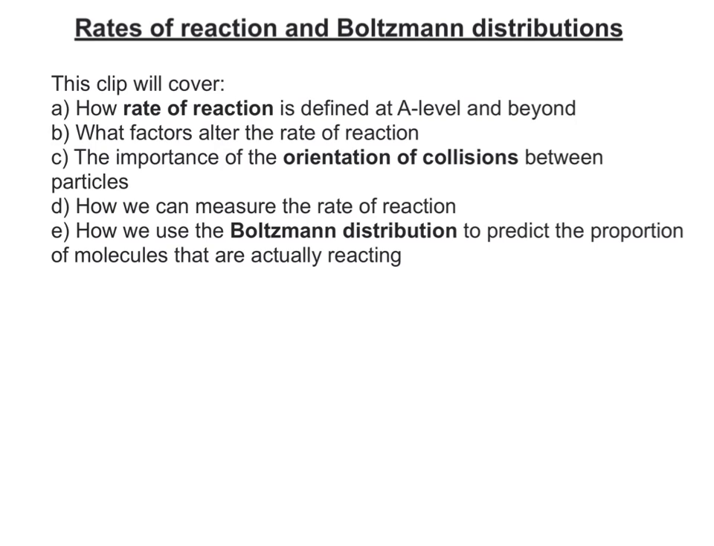We'll start by having a look at how we define rate of reaction and a quick review of some of the factors that alter it from GCSE. Then we take the idea of the collision theory that you would have done at GCSE and move it up a little bit and talk about how the orientation of collisions is actually quite critical to the success of the collision and whether the two particles will react.